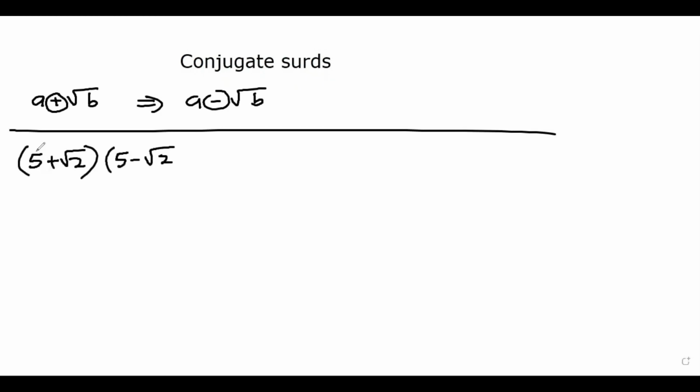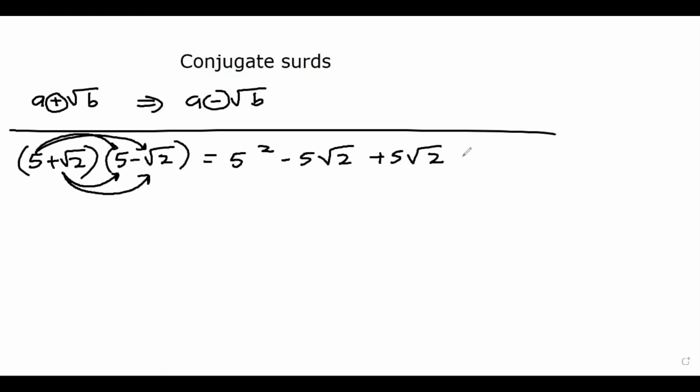And it would be the same distributing. So 5 times 5, that would be 5 squared. And then 5 times minus root 2, that's minus 5 root 2. Then you have positive root 2 times 5, that's plus 5 root 2. And then you have plus root 2 times minus root 2, that gives you minus root 2 squared. So the thing with conjugates is that the inner terms here would cancel each other. So now you'd have 25 minus, this would give you 2. So the answer would be 23.